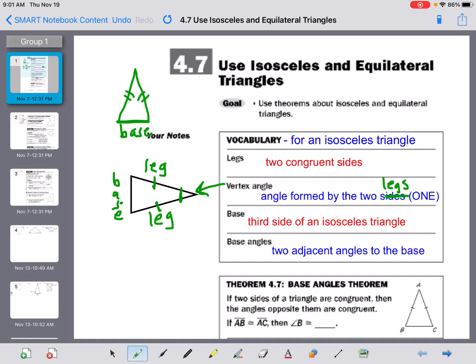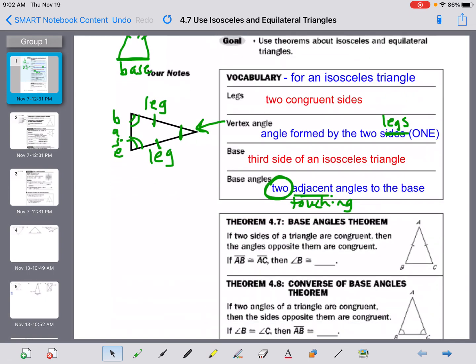And then we have the base angles. These are the two adjacent, or touching, angles to the base. So these angles down here that touch the base are your base angles, and there are two of them because there are two angles that touch the base. Super important vocab, because if I use any of those words at any time, you need to know: vertex angle, there's only one. Base angle, there are two. Legs, those are the congruent parts, okay? So it's important that we know that vocab.